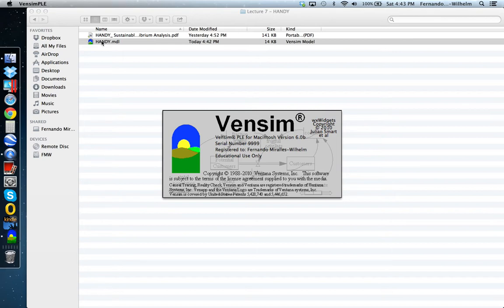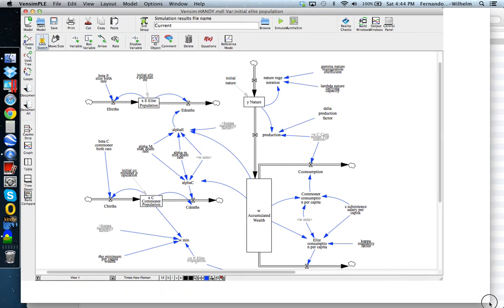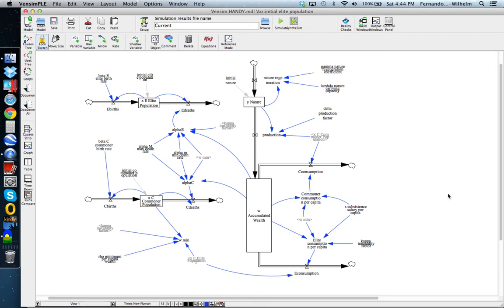For some reason it's taking a little bit long, but I guess there it is. So I'm going to expand it some to show the model in its entirety. You can see here that the model's got 4 stocks. Starting with the upper left, the elite population, the commoner population is the second stock, nature, and the wealth. So those are the 4 stocks. And you can see there's a lot of auxiliary variables going around the model, lots of arrows.